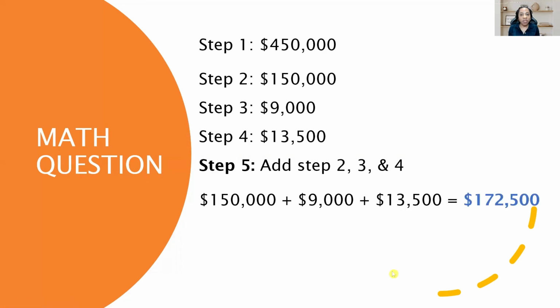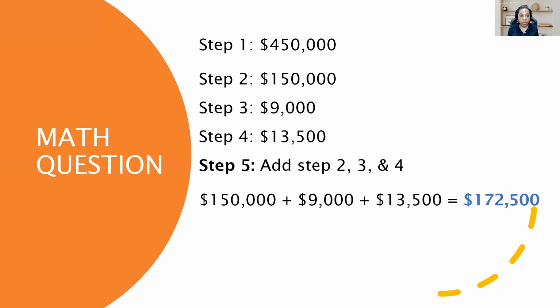All right, so step 5 is where we add everything together. We're adding our down payment of $150,000, the loan origination fee of $9,000, and the discount points of $13,500. And if, again, there were no other closing costs, this buyer will be bringing $172,500 to the closing table.